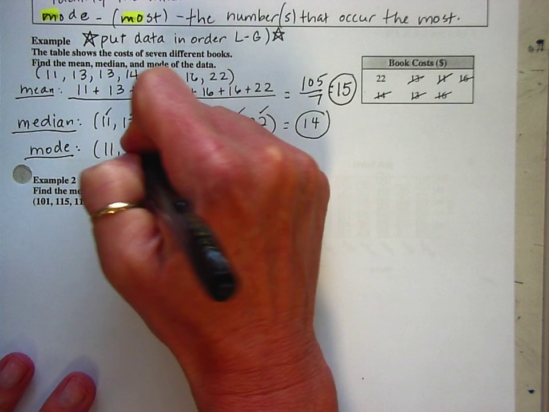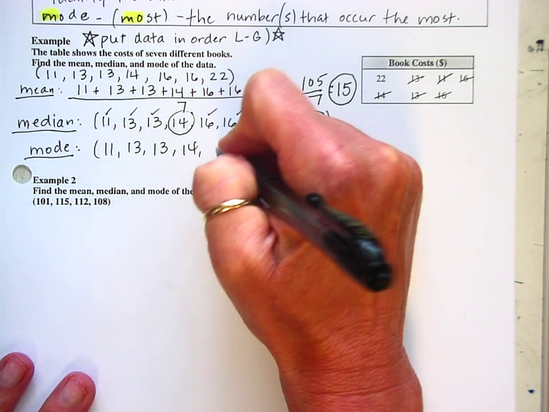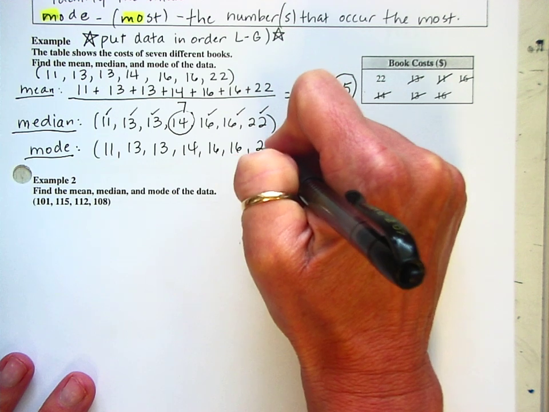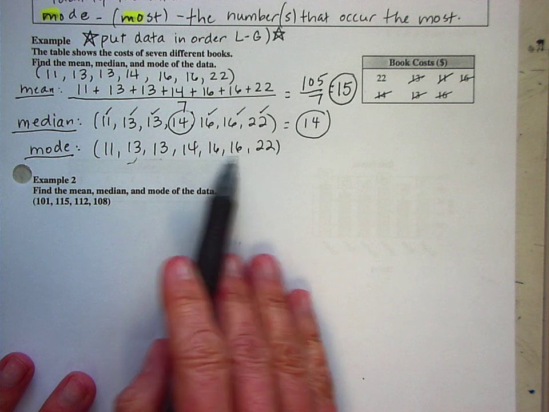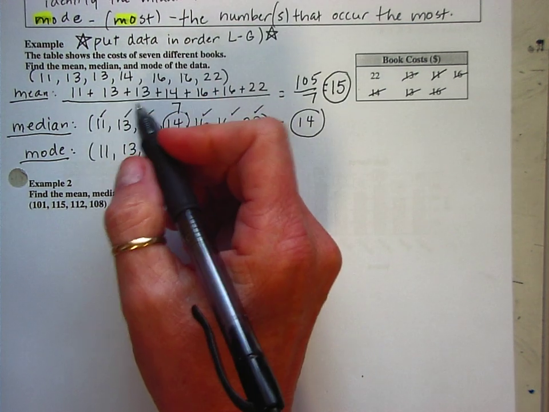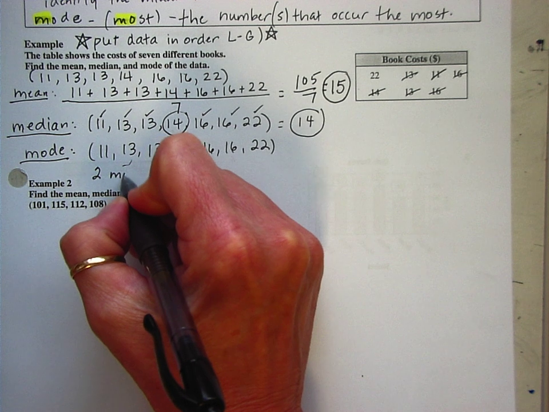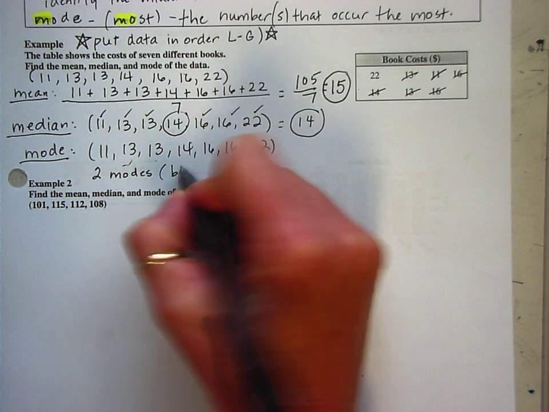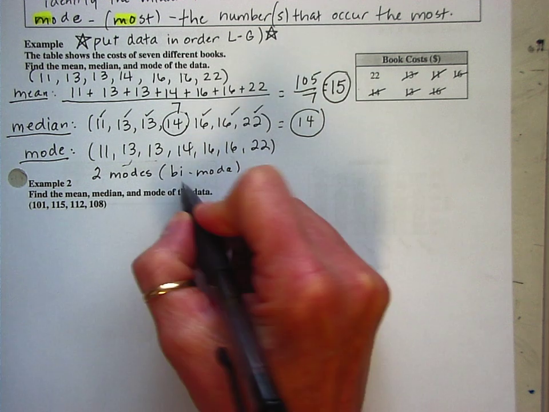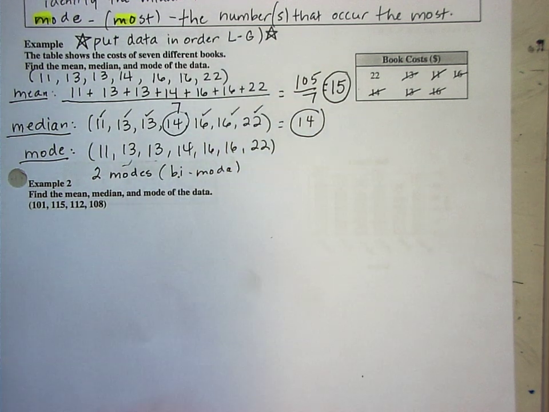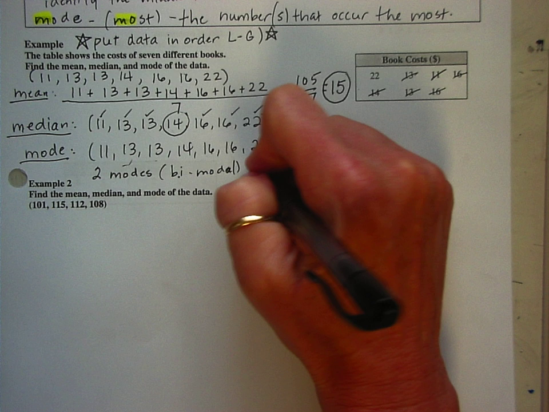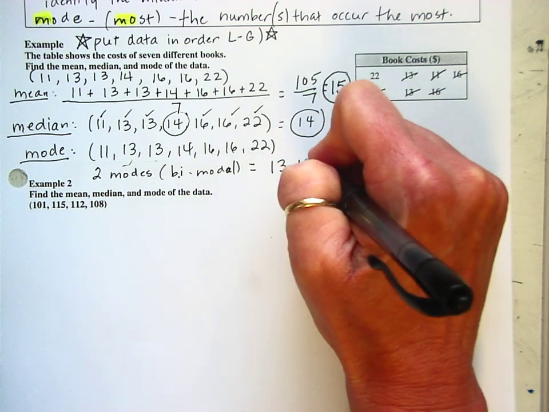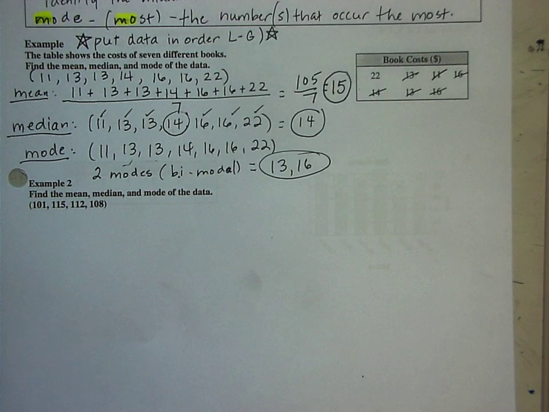Now mode is the number or numbers that occur the most. So again, I'm going to write the data set. And I notice that I have 2 13s and I have 2 16s. So this is actually called bimodal. There are 2 modes. That's called bimodal, like bicycle, a bicycle has 2 wheels. Bimodal means, oopsies, I misspelled that. Bimodal means 2 modes. So this would be 13 and 16. This data set has 2 modes.